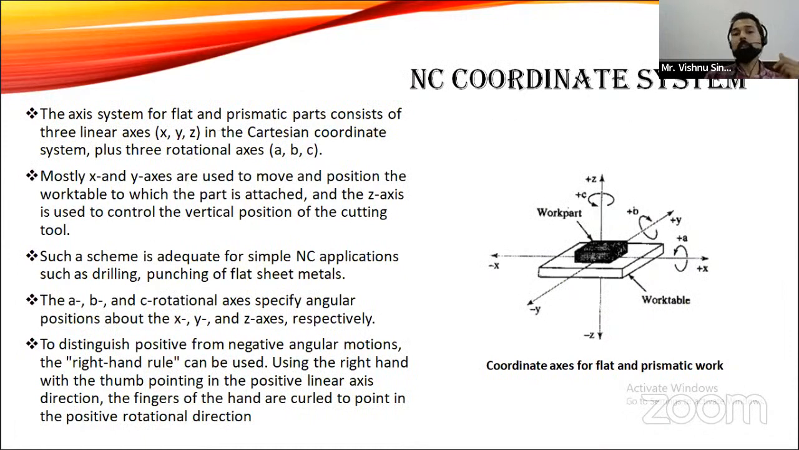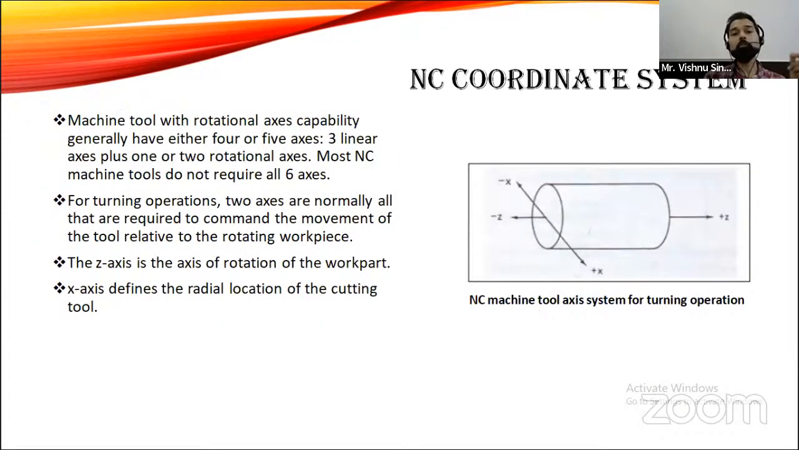So basically, we have seen that there are two types of coordinate systems in a CNC machine. One coordinate system is used for flat or prismatic work parts. It consists of 6 axes, 3 linear axes and 3 rotational axes. Another type of coordinate system used in a CNC machine is for rotational workpieces. In this case, we need only 2 axes, the x-axis and the z-axis.